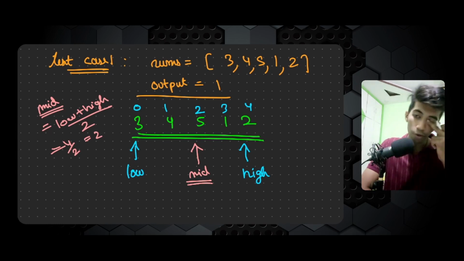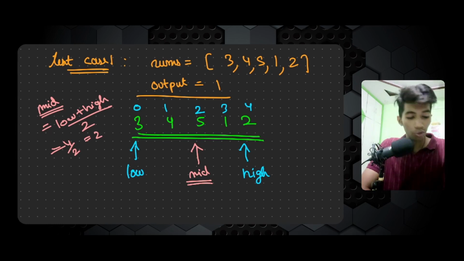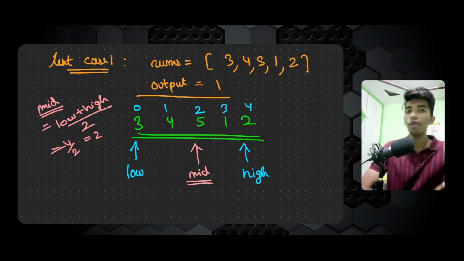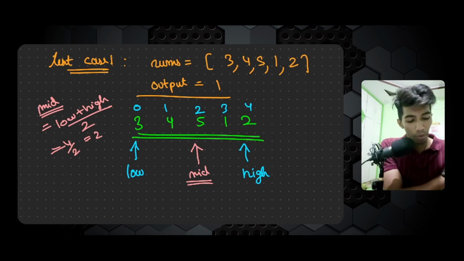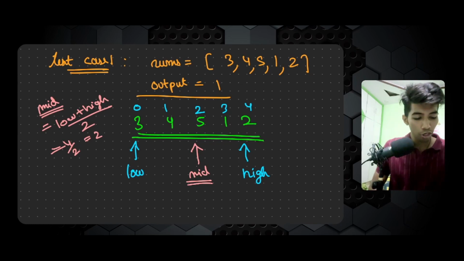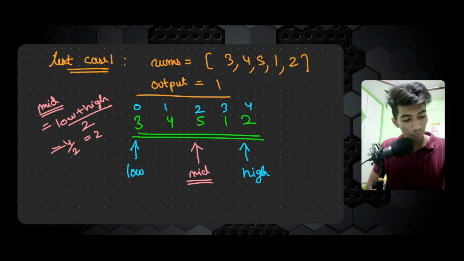Correct? You have understood this. Now understand this thing. This is the basic approach we use in binary search, so this will definitely come to your mind. Now remember one thing here, talking about this test case individually.